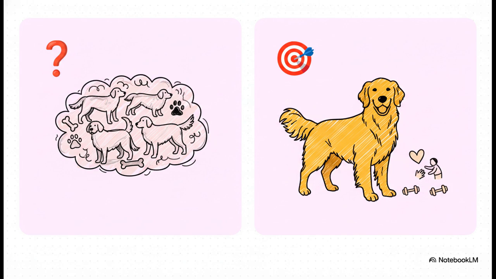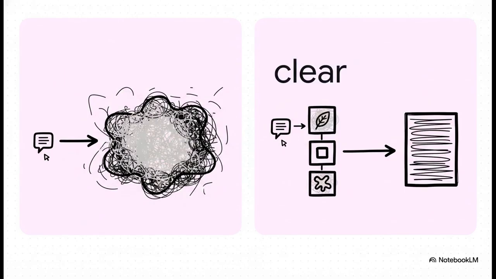Clarity is absolutely king. You can also take control by adding constraints. So instead of just asking for a creative poem, you can specify the length, the topic, the style. This is how you really start to shape the AI's output to fit exactly what you need.